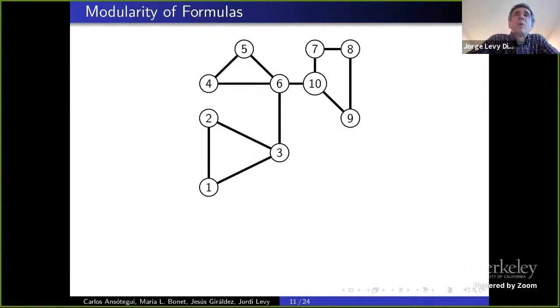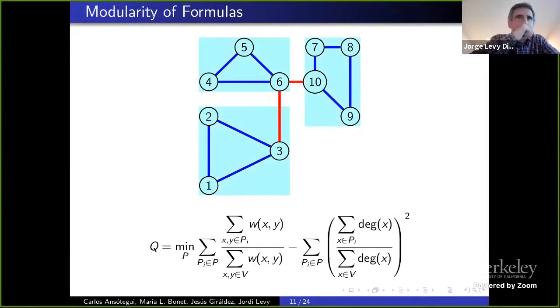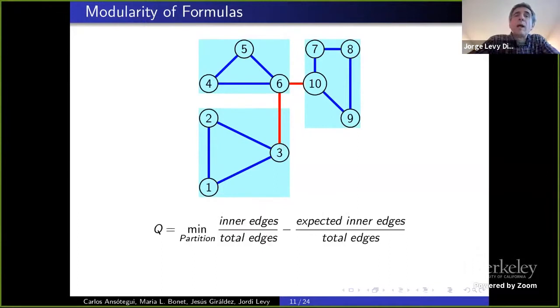We have also analyzed the modularity of industrial formulas. The modularity is a notion used for graphs. It tries to find the decomposition of the graph into subsets such that the number of inner edges connecting nodes in the same partition is high, and the number of edges connecting distinct partitions is low. The modularity can be defined as the number of inner edges divided by the total number of edges minus the expected number of inner edges for a random graph with the same degree distribution.